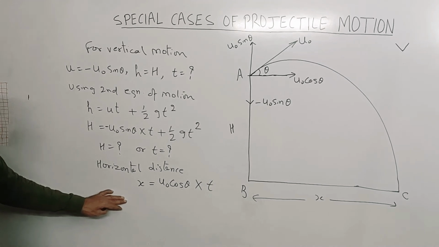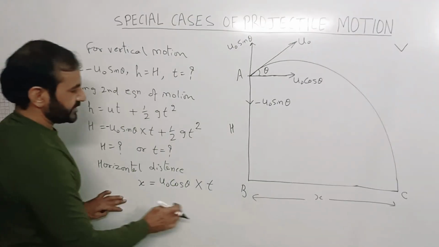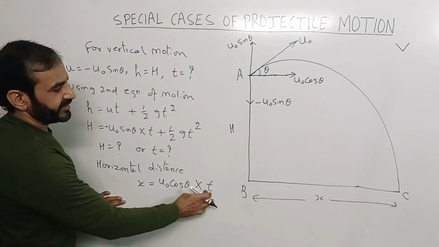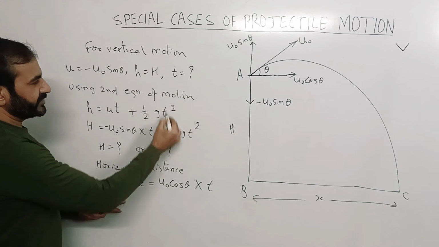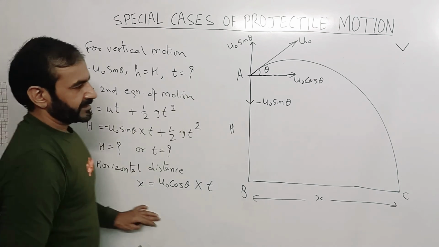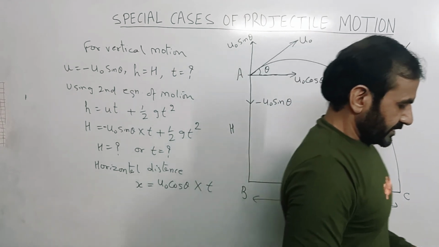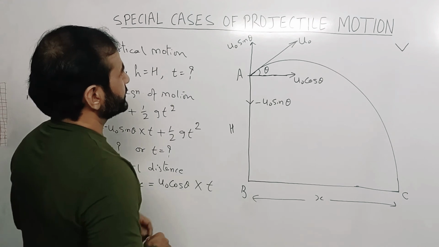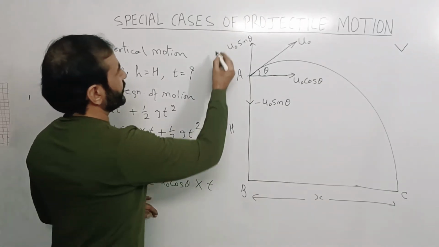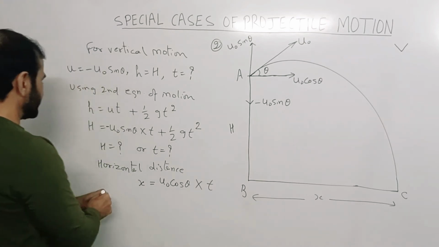That's why x equal to u naught cos theta into t. Sometimes you may be given x and u cos theta as well. You can find t using this formula. Then you can use value of t to find height. Whatever be the case, this was type or case number 2. Now I will discuss case number 3.